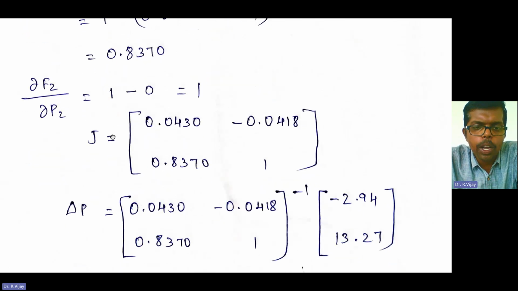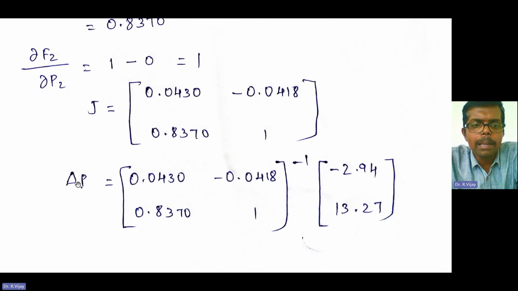So we have framed the Jacobian matrix with all these values: 0.0430, minus 0.0418, 0.8370 and 1. Now we need to calculate del P, that is the change in the power. That is nothing but J inverse into the change in the function, del F naught. So you need to calculate J inverse. J inverse means 1 by the modulus of J into the adjoint of J.